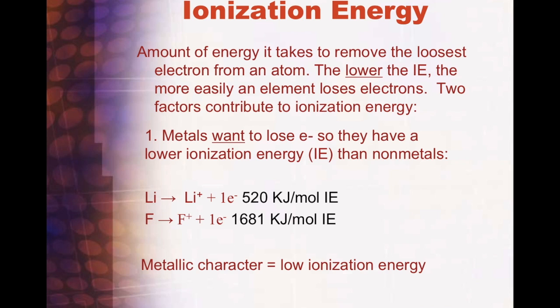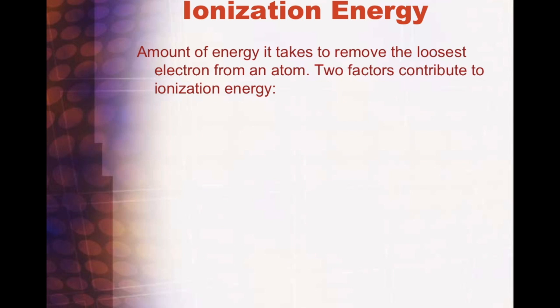For fluorine to lose an electron and become an F plus ion, it would take 1,681 kilojoules per mole, so a lot more energy. In fact, fluorine really doesn't want to form an F plus ion. It would rather form an F minus ion. So it has a very high ionization energy. And so the electron configuration, whether the element gets a favorable electron configuration by losing electrons, is one consideration.